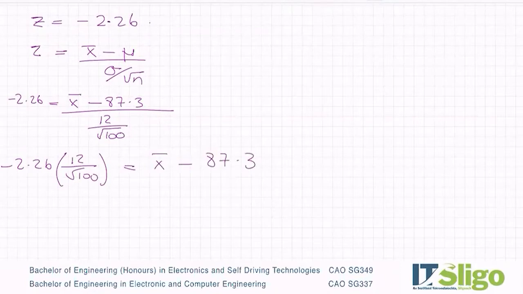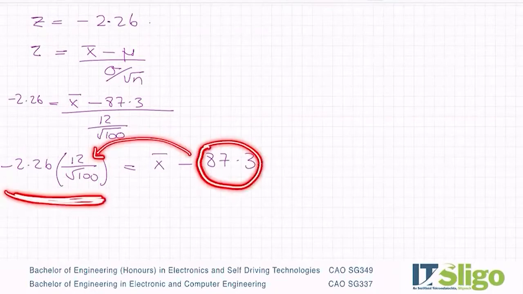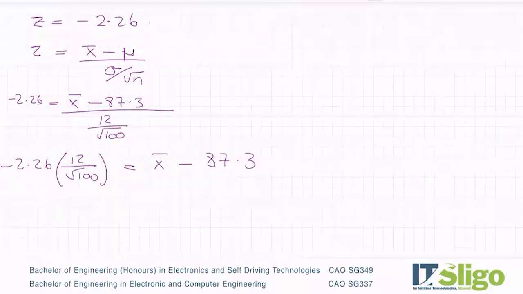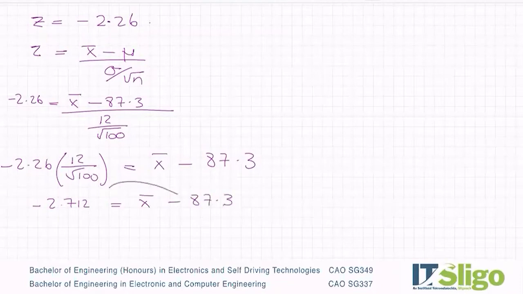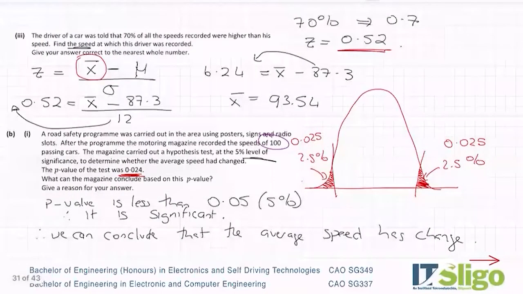And when it's on the lower side, you always expect a minus number here. You'll add this in and it'll pull this down because there's a minus number. So look out for the minus number on that side. So minus 2.26 multiplied by 12 over root 100, which is 10. So I'm getting minus 2.712 is equal to X bar minus 87.3. Bring it over, so add on the 87.3, and I get that speed being equal to 84.588.